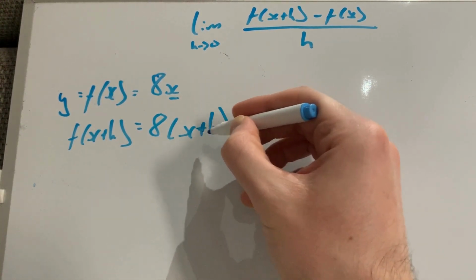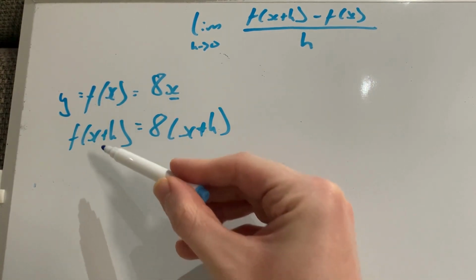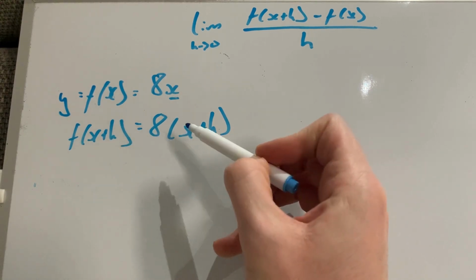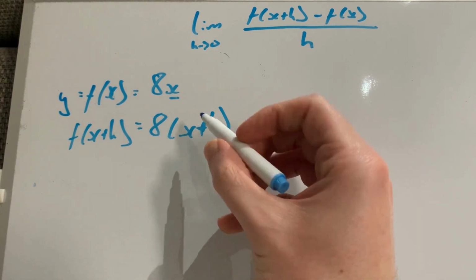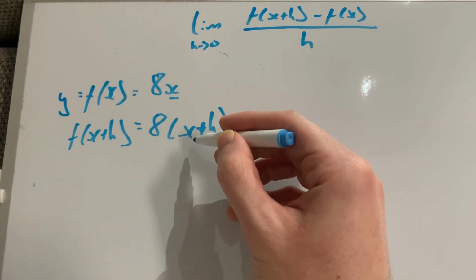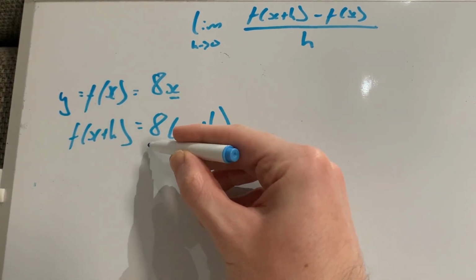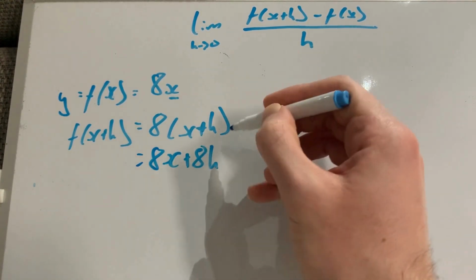It's easy to get tripped up on what f of x plus h is, but imagine this was f of z. We would have 8z, and then we replace the z with x plus h. Literally, whenever you see an x in the function, replace it with x plus h, okay? And we're going to rewrite that as 8x plus 8h.